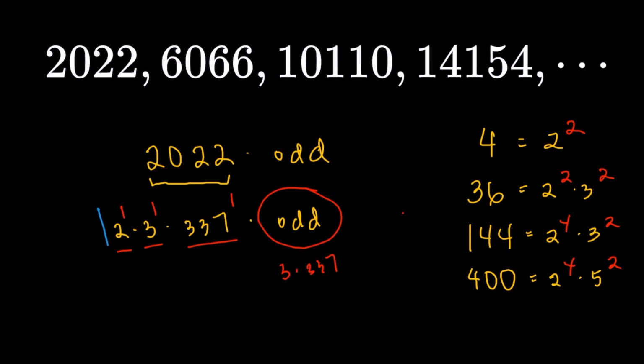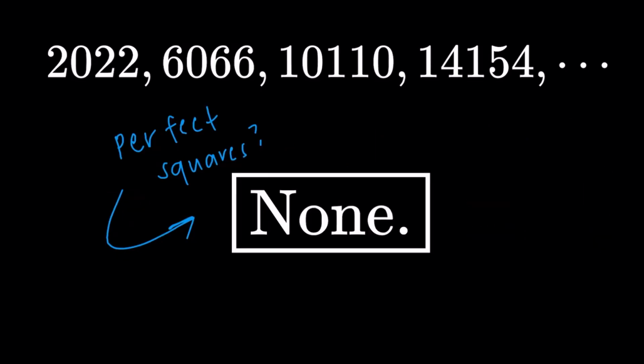But the problem is this 2 over here: 2 raised to 1 times an odd number. This odd number doesn't have any 2s, so it's impossible for this 2 raised to 1 to reach an even exponent. If it's not possible for the exponent here to become even, there should not be any perfect squares in this number sequence. And that's pretty much enough for the proof here.